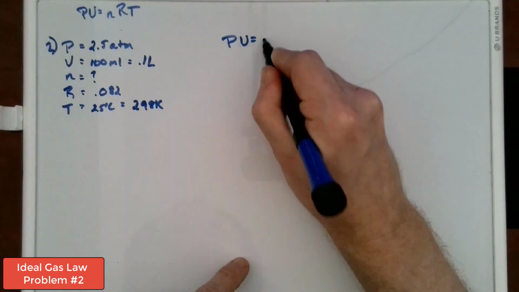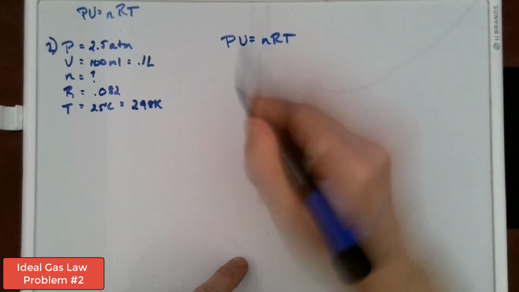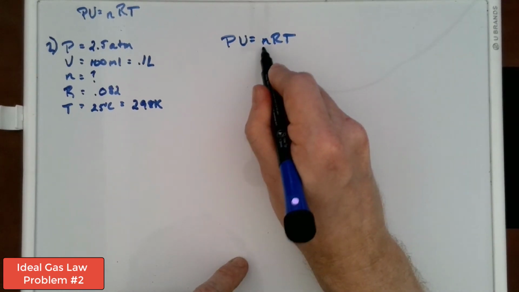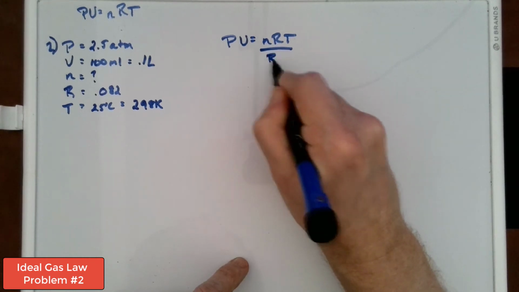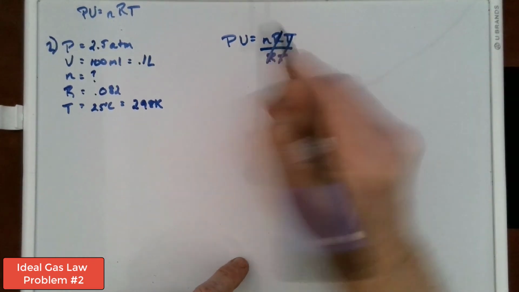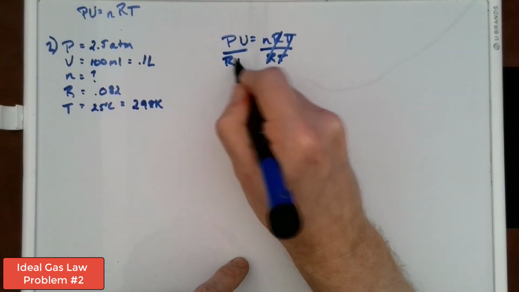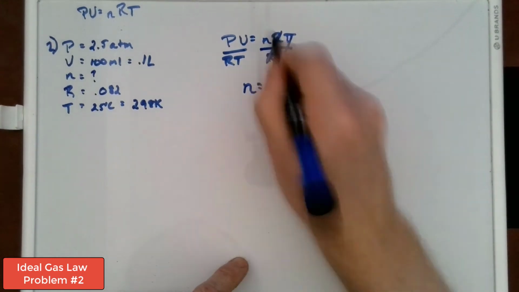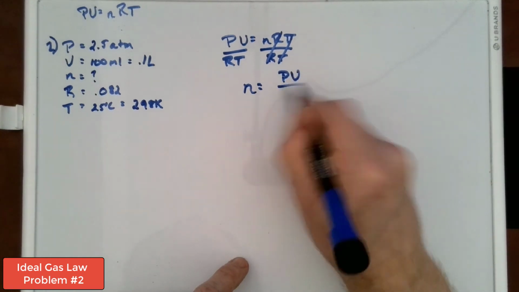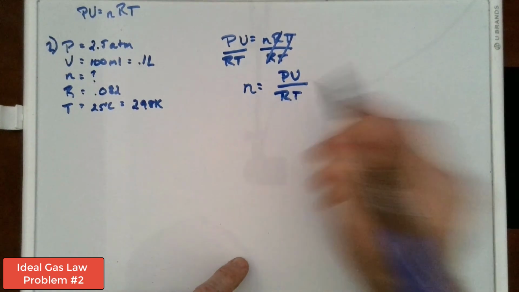Using the ideal gas law, PV equals nRT, I'm going to rearrange the equation for n first. In order to do that, I have to get rid of the variables R and T. So I'll divide by R and T, which will cancel them out. What I do to one side, I must do to the other. The end result is n equals pressure times volume divided by RT.